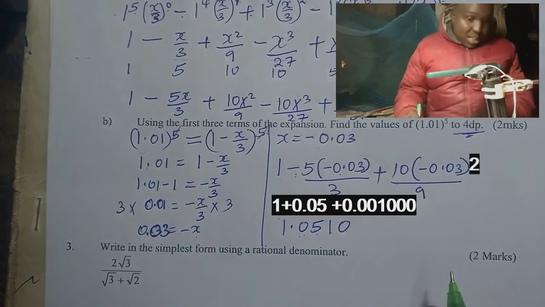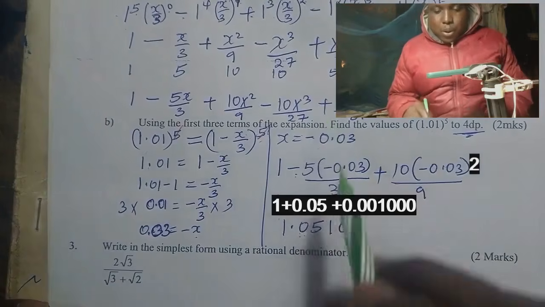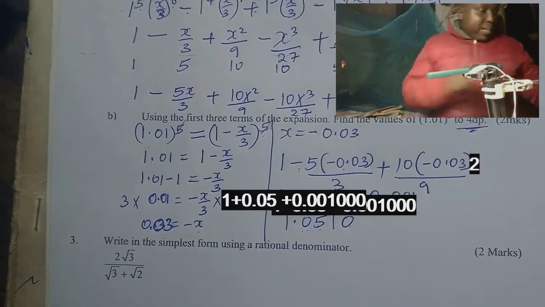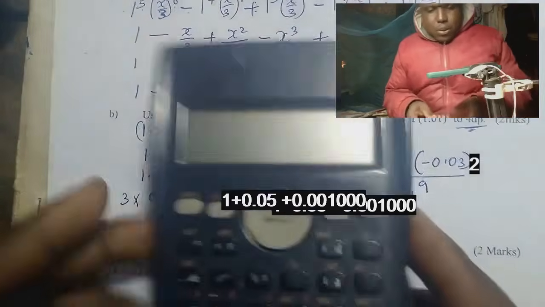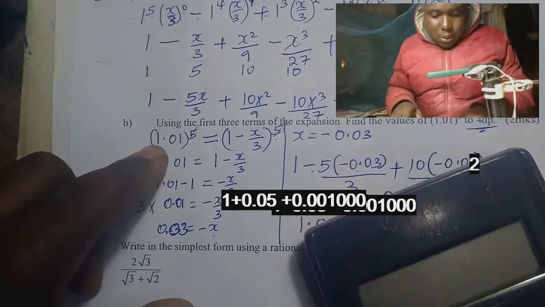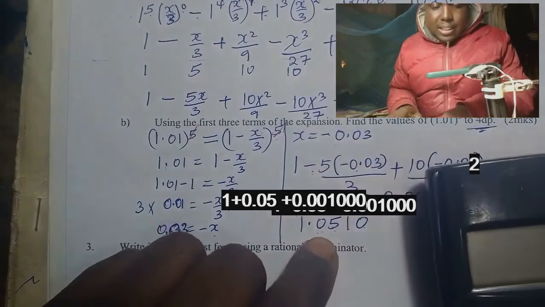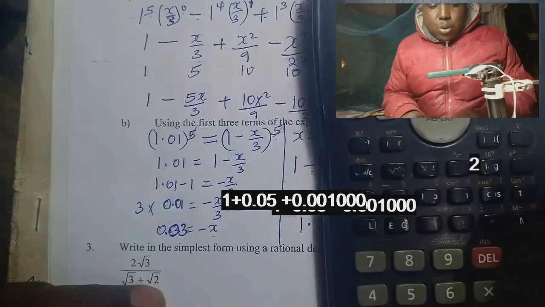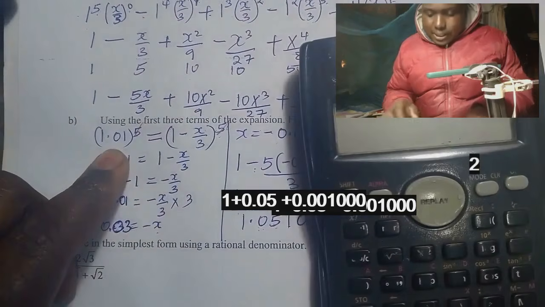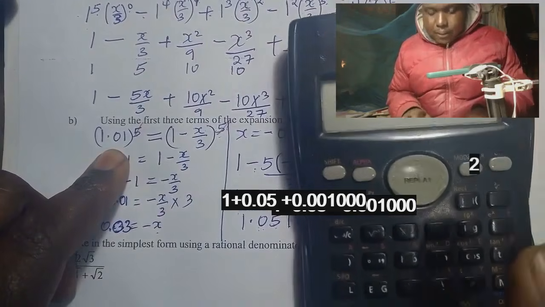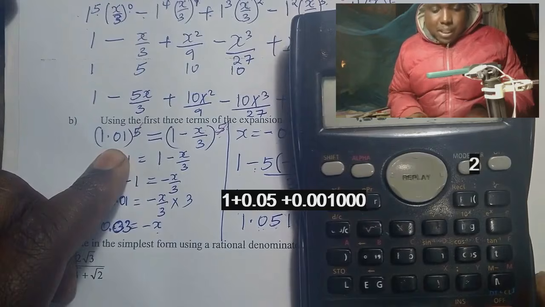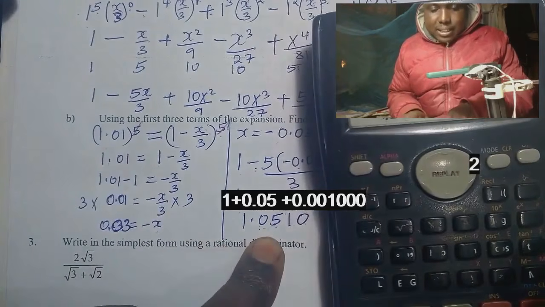And after you are finished, you need to check whether your expansion was okay, whether your answer is fine. What do you do? You bring your calculator. Then you confirm that actually 1.01 raised to power 5, the answer is this. You need to confirm and mark yourself before you are marked. So you put your calculator there and press 1.01 raised to power 5. And then you confirm that you have done the right thing. Very good.